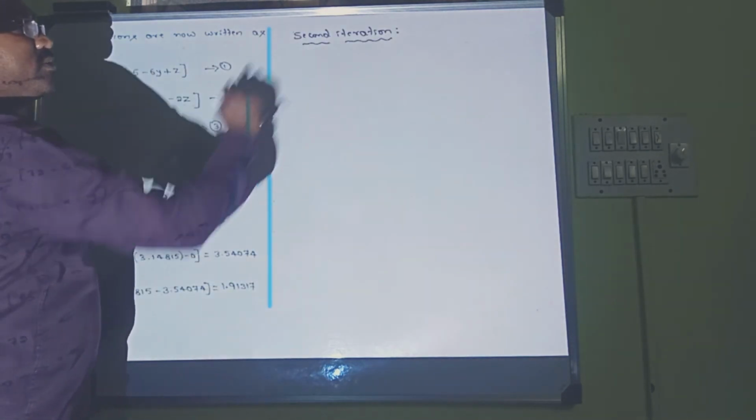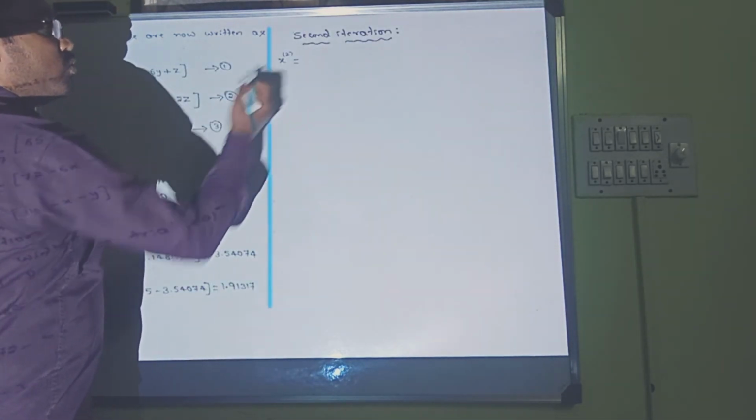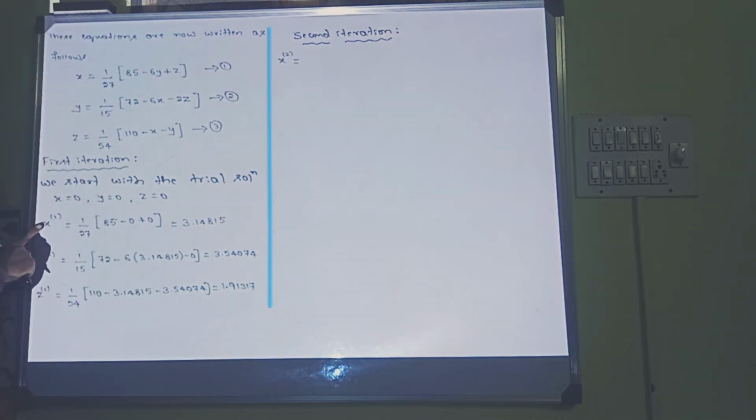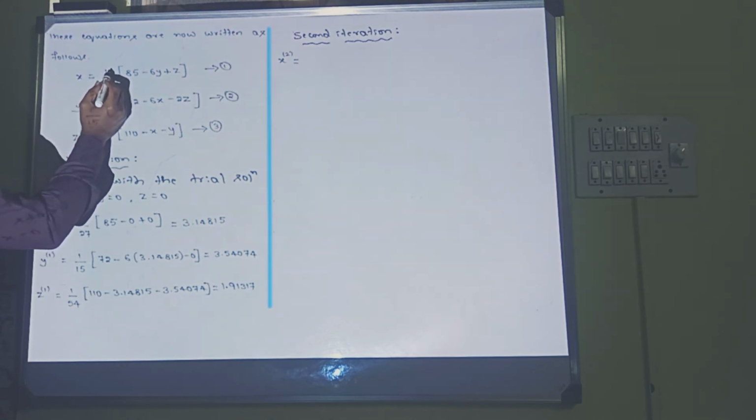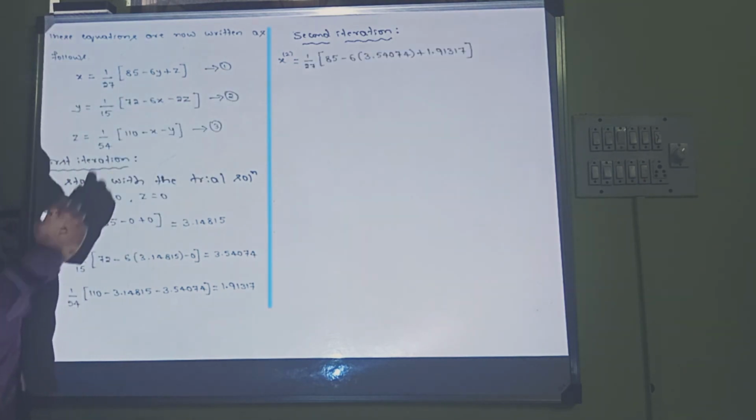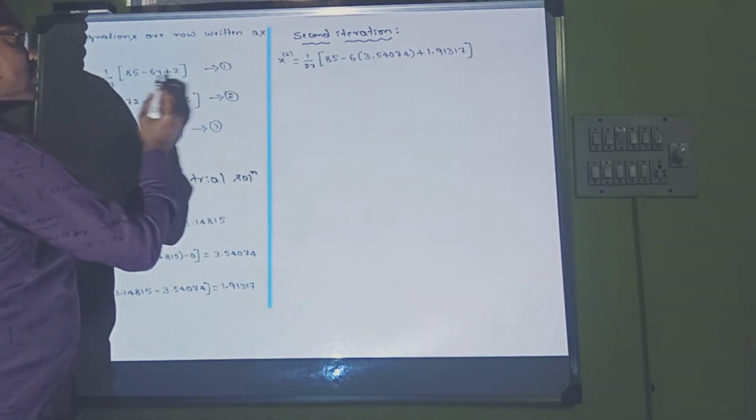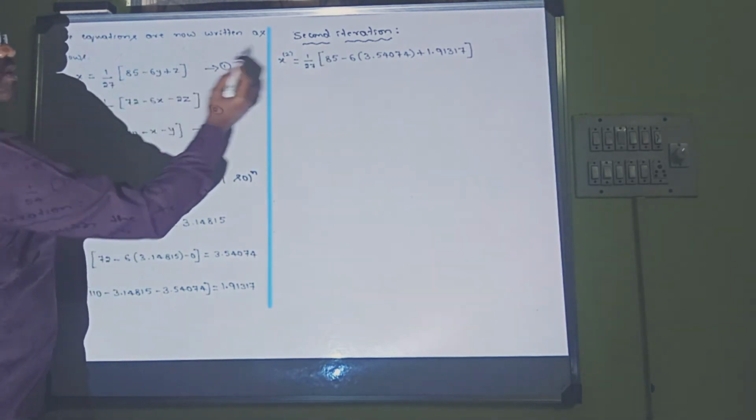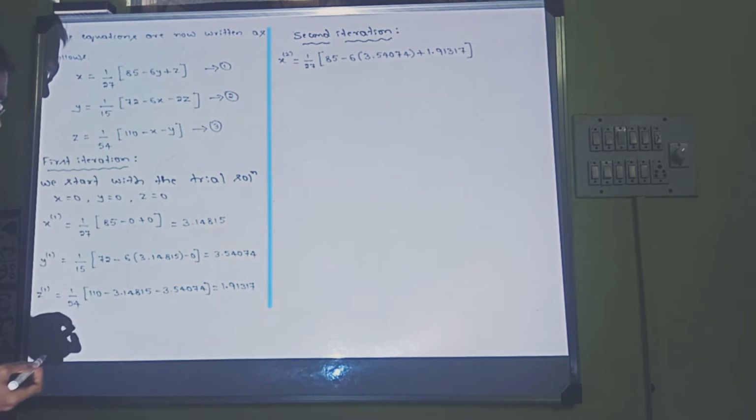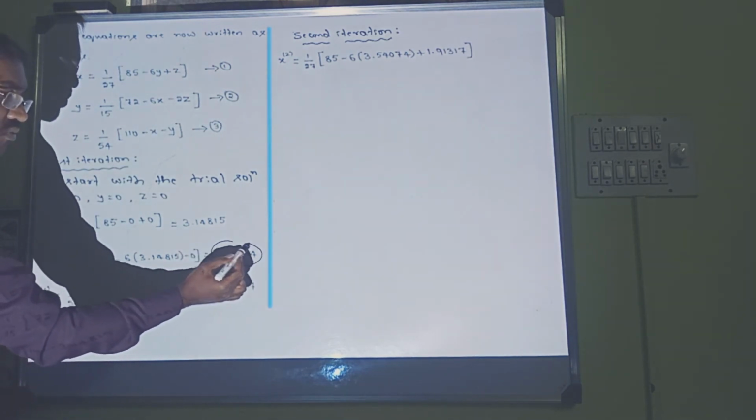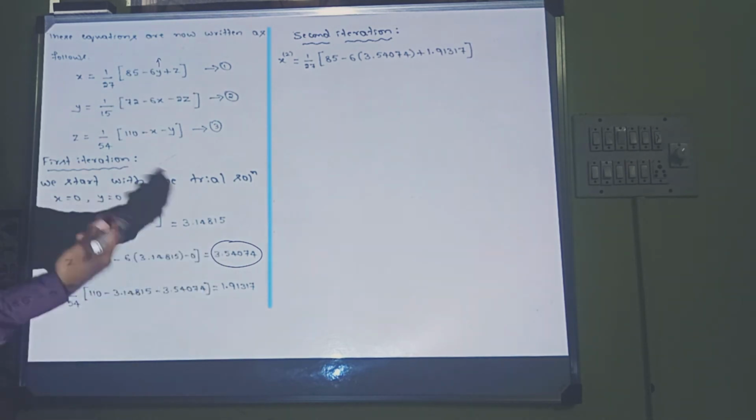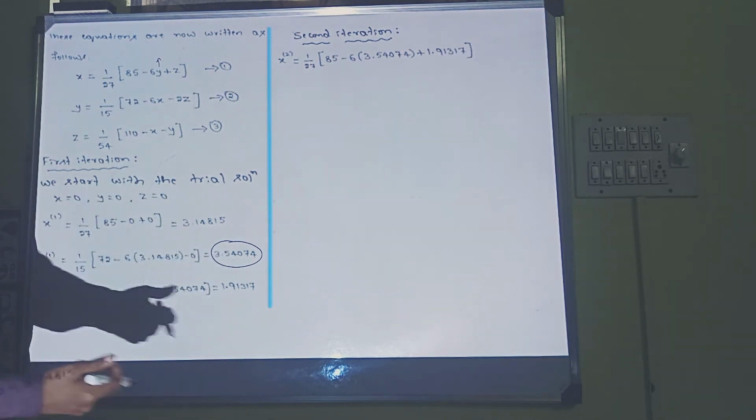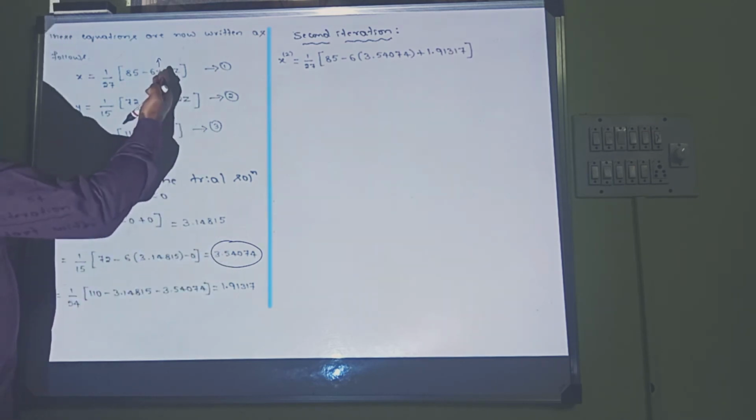Now let us go for the second iteration, x2. Second iteration is x2. Now let us take this 1 by 27, 85 minus 6 into y. What is y? Y is this. We have taken this y here, the previously improved value of y. Just the improved value of y we will take here.